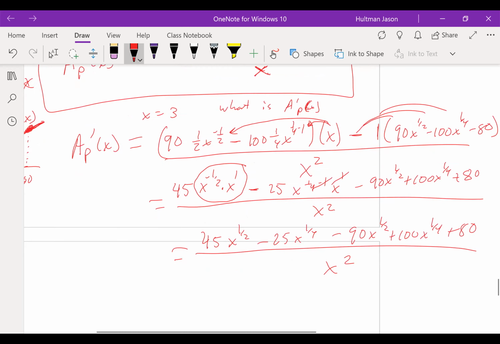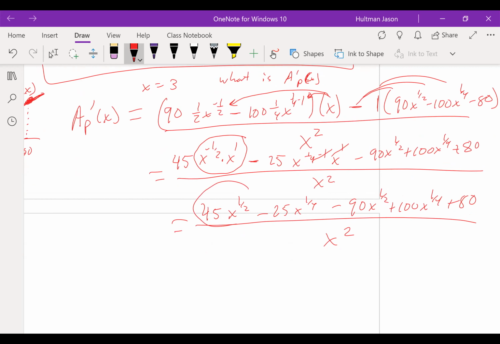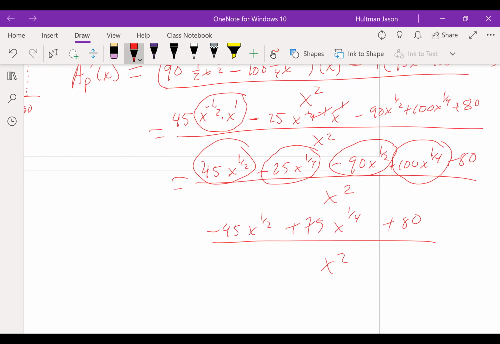So I can combine some like terms here. 45x to the 1/2 minus 90, that's negative 45x to the 1/2. Negative 25x to the 1/4 and 100x to the 1/4, that's 75x to the 1/4. And then that's plus 80, all over x squared. I think I'm ready to plug in my 300 geraniums. When x equals 3, that's 300 geraniums.